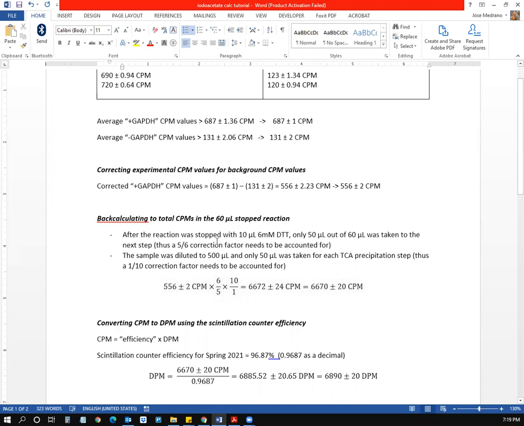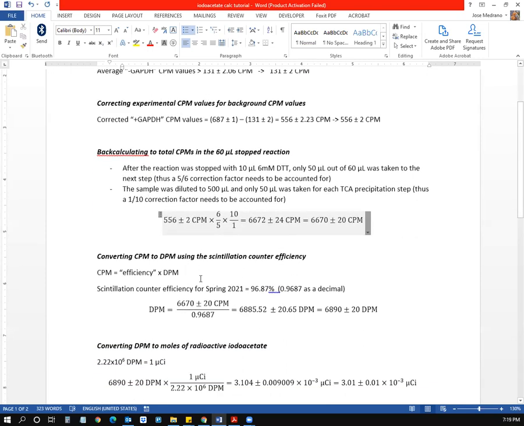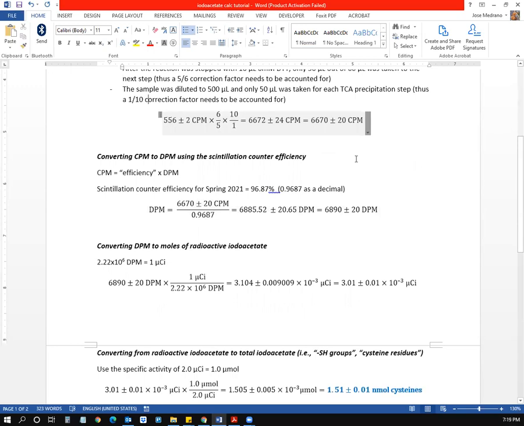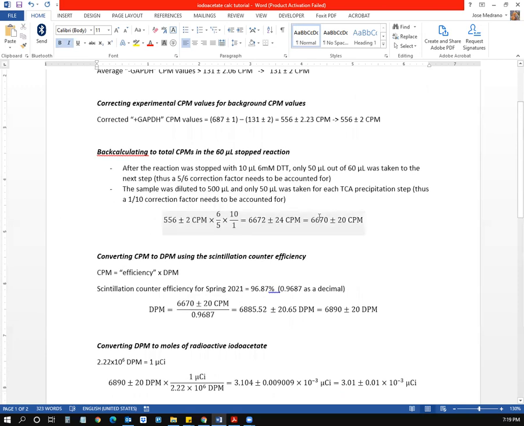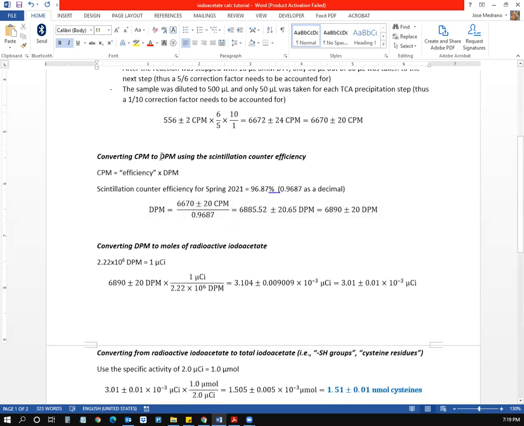So this is a very minor back calculation step that has to be accounted for. Otherwise, your final values will be very, very low and very off. All right, so this is where we now just have to do some conversions to go from CPMs to DPMs, DPMs to radioactivity, and then radioactivity to total moles of sulfhydryl groups or cysteine residues. So the next step is, once we have our corrected and back calculated CPMs, we will then convert that to disintegrations per minute, or DPMs.